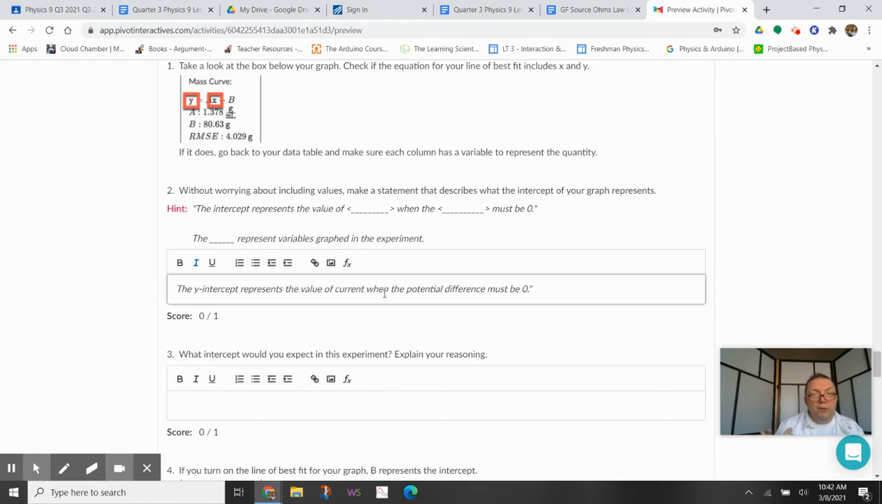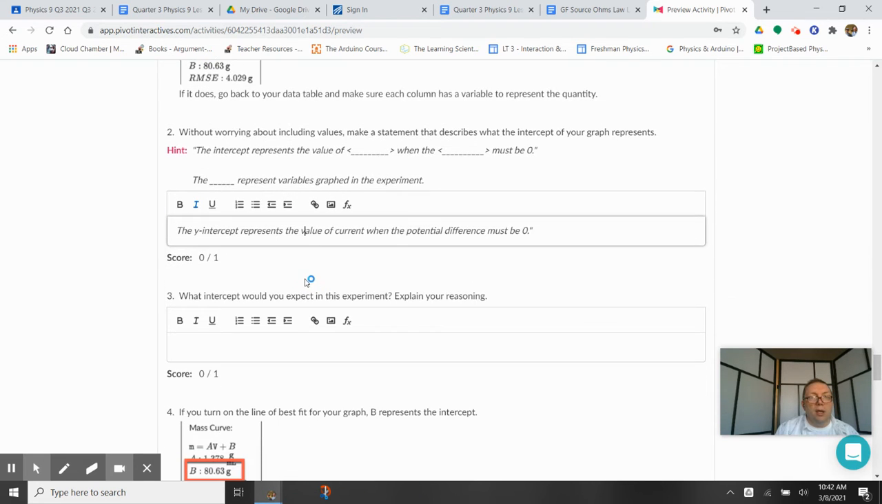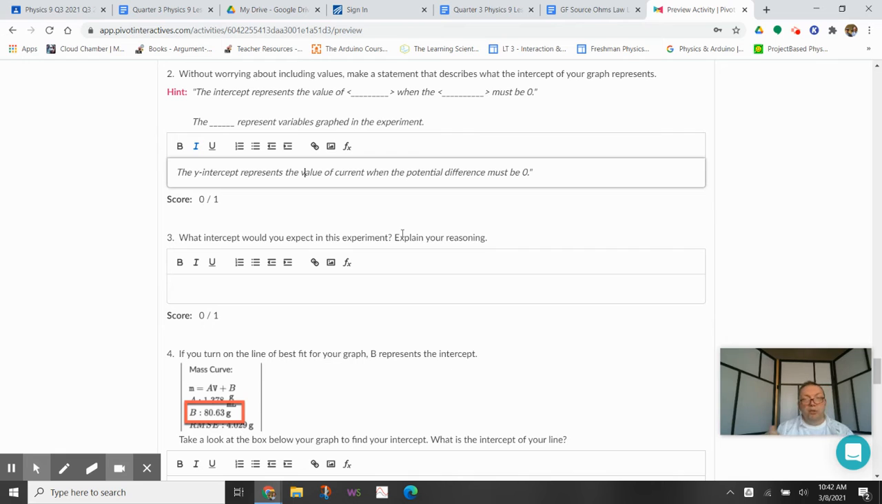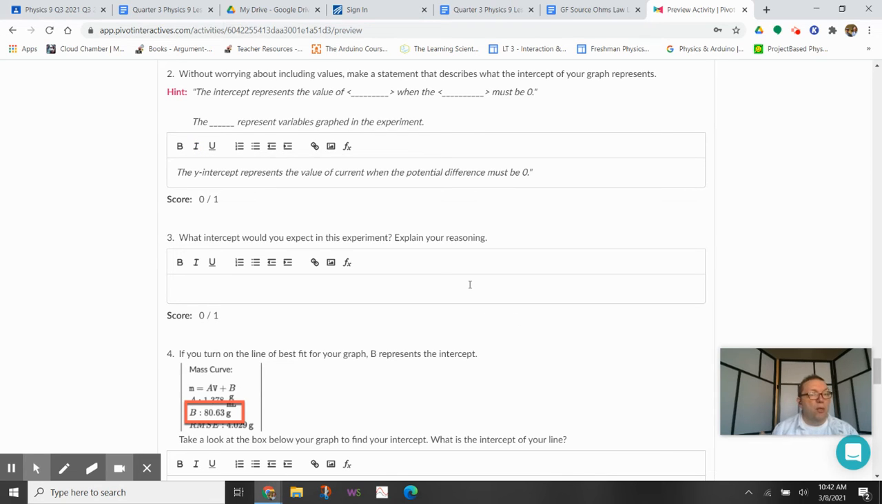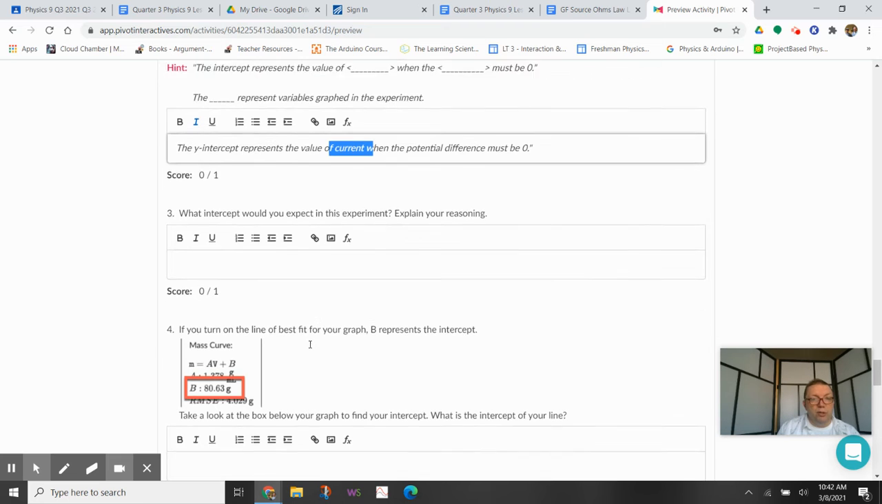So when the potential difference is 0, what should the current be? When the potential difference or the voltage is 0, the current should be 0. Our y-intercept should be 0, right? If the battery is completely dead, or if there is no battery, it's really tough to make a light bulb light, or at least you need to find some other way to provide a potential difference. So we would expect that when the potential difference is 0, the current would be 0. We would expect our y-intercept to be 0.